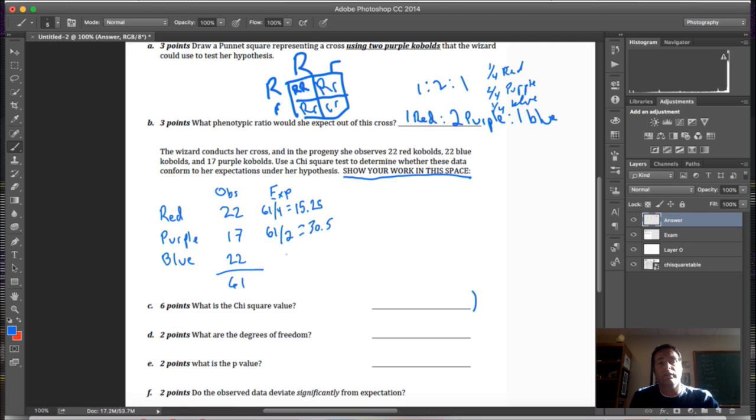Gets a little more difficult at this point because now we've done an experiment. Remember, our hypothesis is that it's incomplete dominance. And we conduct a cross, and we end up with a certain number of progeny in these different categories. So what I'm asking you to do here is use a chi-square test to determine whether these data conform to the wizard's expectations under her hypothesis.